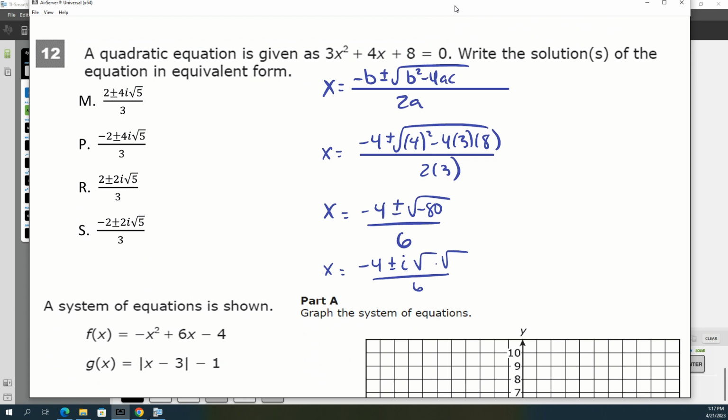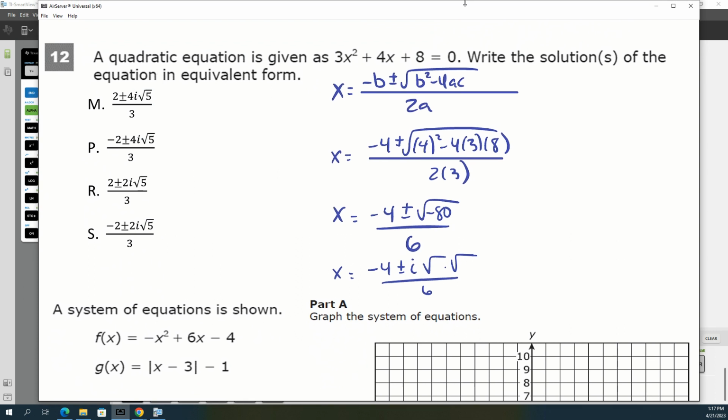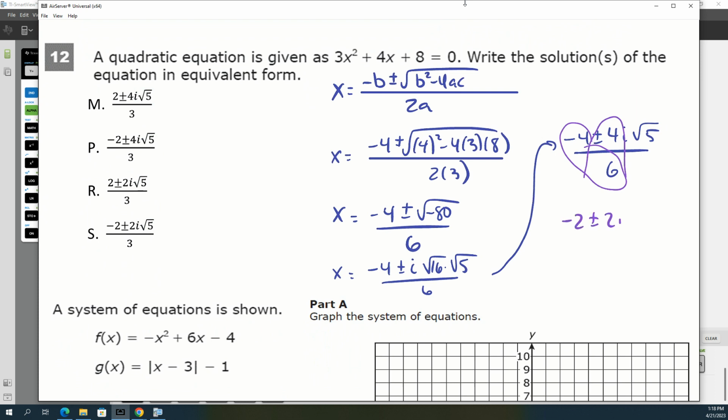So I can break 80 down into the square root of 16 times the square root of 5, and the square root of 16 is 4. So the 4 breaks out of the radical. Now that is not an answer choice, because I can still reduce. So I would draw the fraction bar, and I would reduce each of those by a common factor of 2. And that matches up with S.